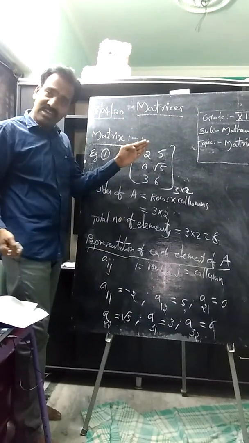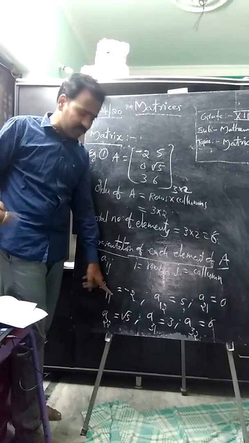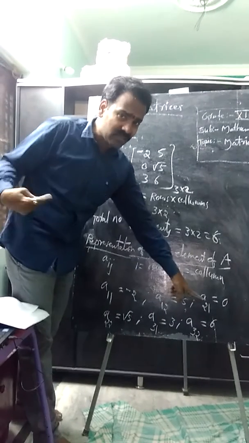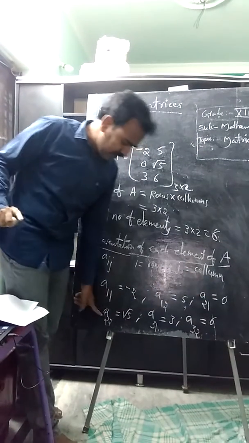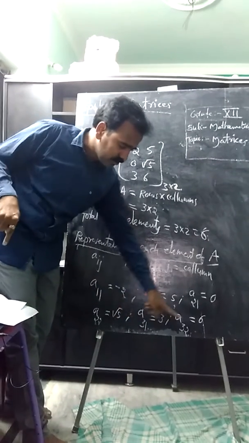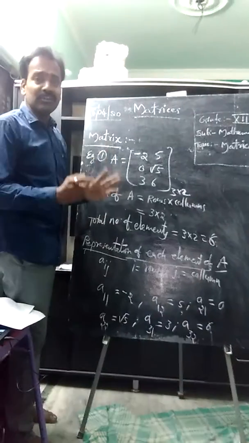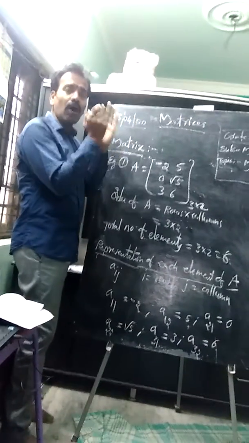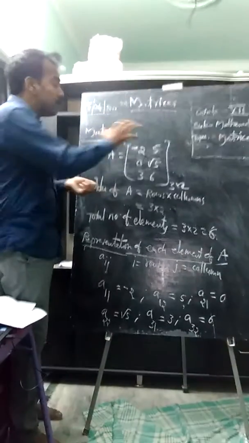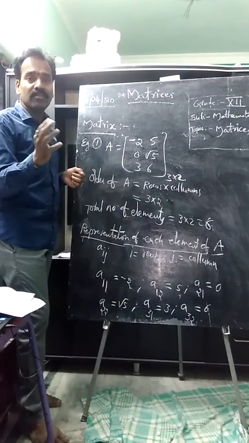In a given matrix, A11 is nothing but the element which is in first row, first column. A12 means first row, second column. A21 means second row, first column. A22 means second row, second column. A31 means third row, first column. A32 means third row, second column. Like that we can represent the position of each element, order of matrix, and number of elements in a matrix based on order. You'll get some problems based on this. Please do as home assignment.